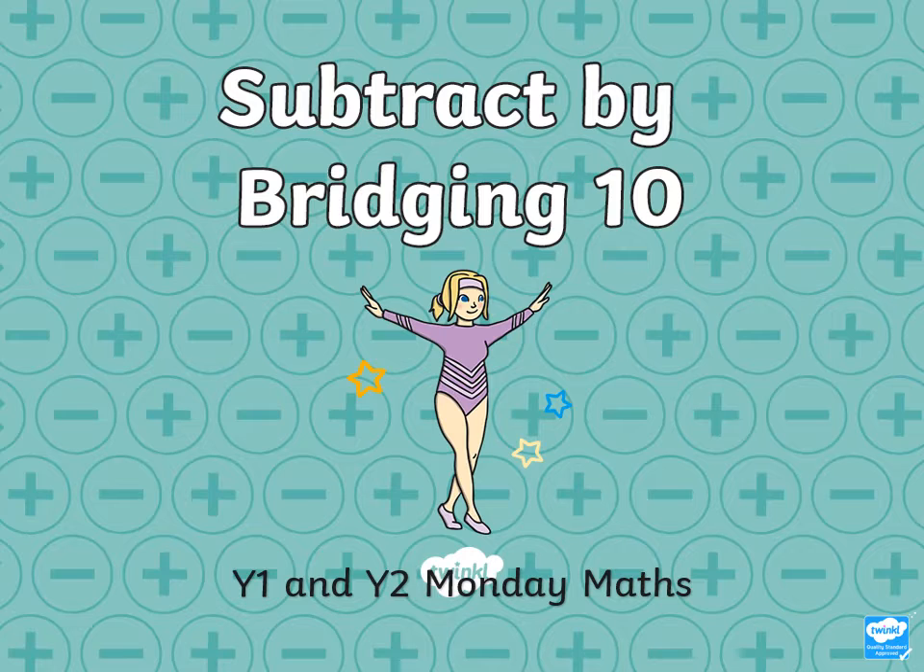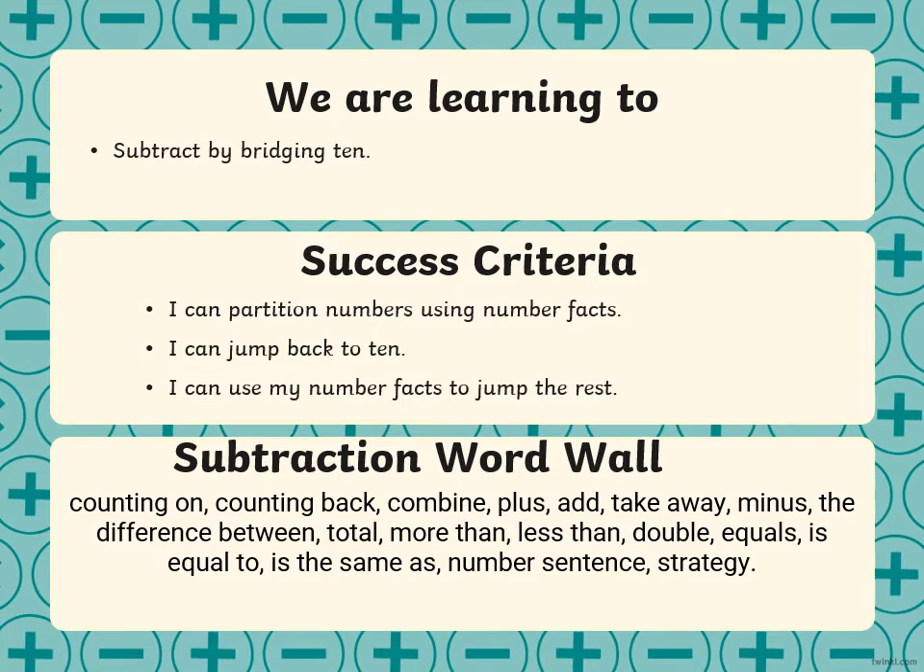We are working on subtraction for our mathematics this week. And today I'm going to be teaching you, or working on, the strategy of subtracting by bridging to 10. So today we are learning to subtract by bridging to 10. Our success criteria includes that we can partition numbers using number facts, we can jump back to 10, and we can use our number facts to jump the rest of the way.